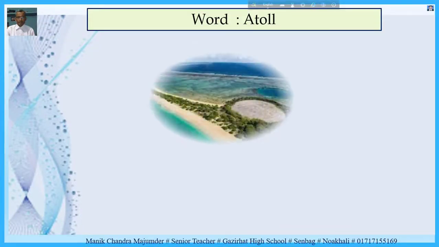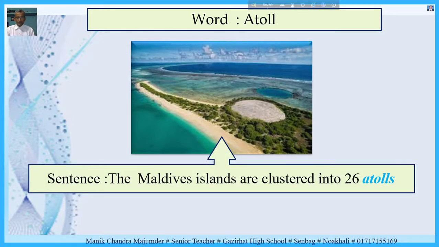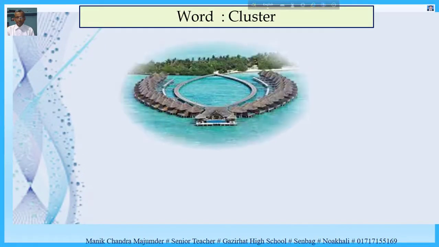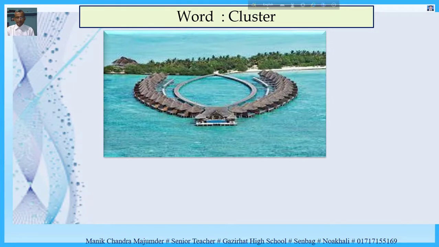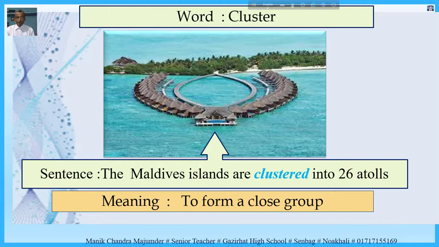Atoll. See the picture. Now see the sentence. The Maldives Islands are clustered into 26 atolls. Meaning, a ring-shaped coral reef or a string of closely spaced coral islands. Clustered. See the picture. Now see the sentence. The Maldives Islands are clustered into 26 atolls, meaning to form a close group.